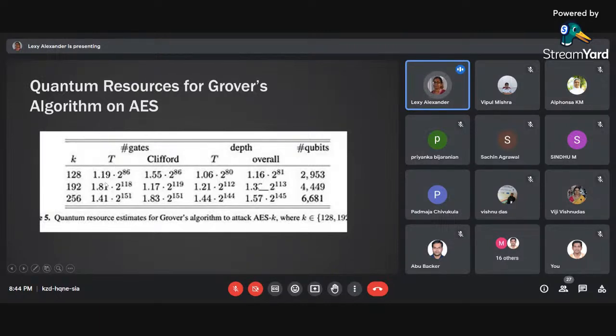For AES-128, the number of T gates is 1.19 times 2 power 86. The number of Clifford gates is 1.55 times 2 power 86. The number of qubits is 2,953 with overall depth 1.16 times 2 power 81. The T gate depth is 1.06 times 2 power 80. Similar numbers are given for AES-192 and AES-256. As the key size increases, the number of qubits and gates increases, because the number of rounds also increases.